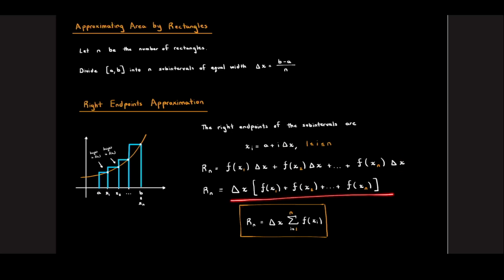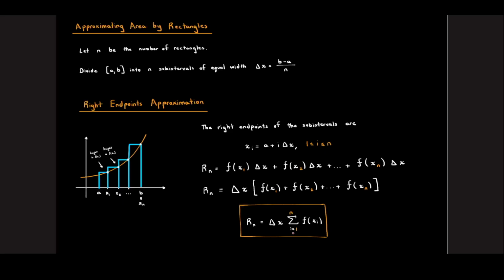And so you end up with this expression, delta x multiplied by the sum of all the heights. And using sigma notation, which is a compact way of representing sums, we can rewrite this sum as simply the sum starting from i equals 1 to n of the terms f of xi. So the sigma symbol over here just denotes sum, and then i is like a dummy variable. You can use whichever variable you want.